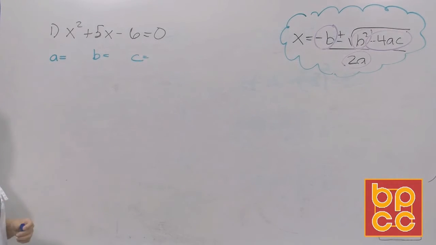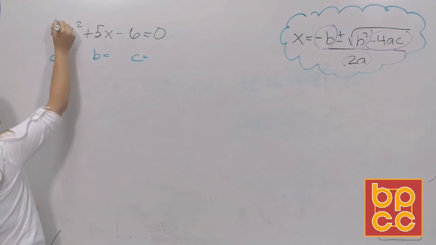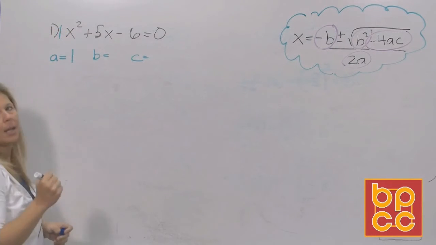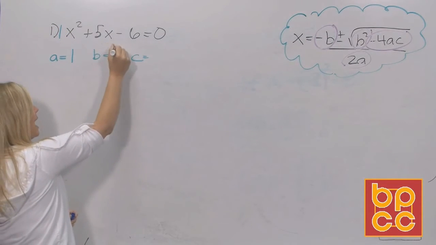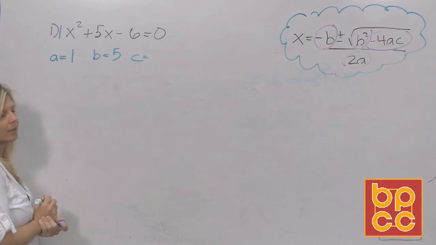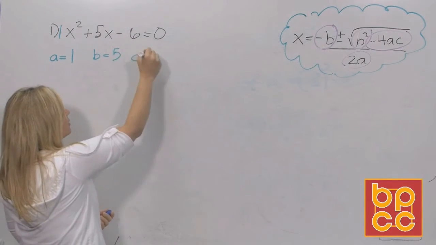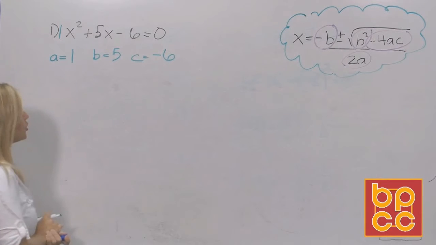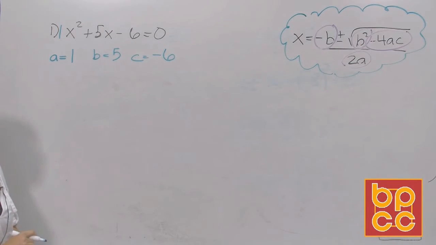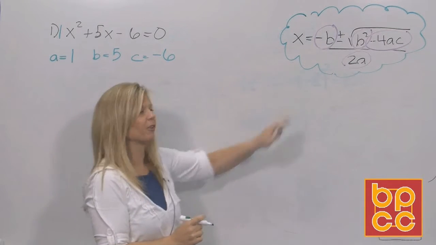A is always in front of x squared. What's your coefficient? 1. B is always in front of x. What's your coefficient? 5. C is your constant. That's a -6. So you write down the 3 numbers you need for the formula. Now, I'm going to leave the formula up here. We're going to fill it in as we go.